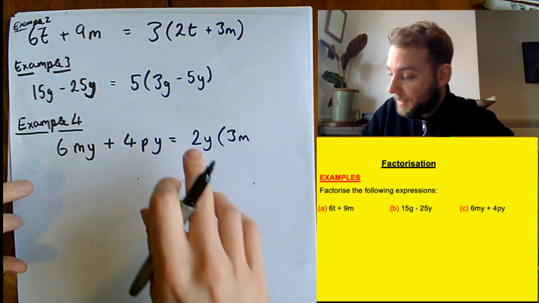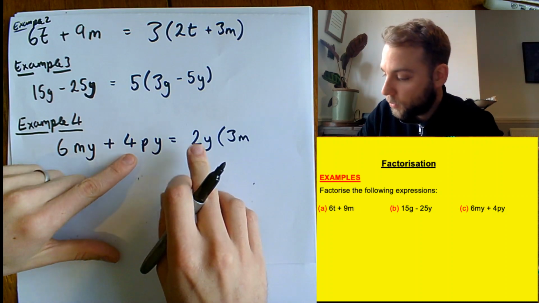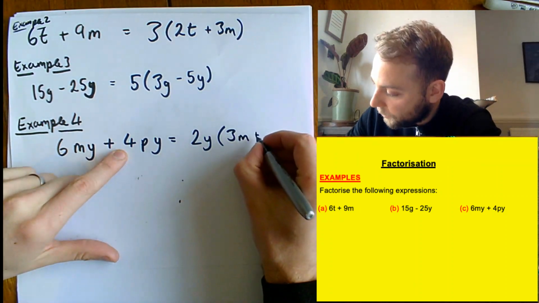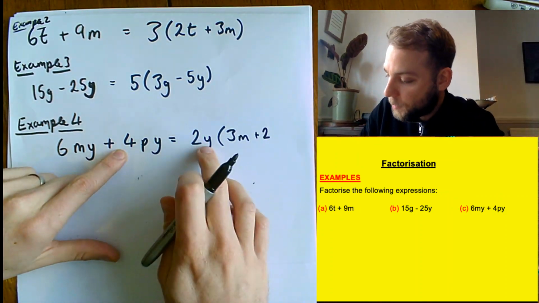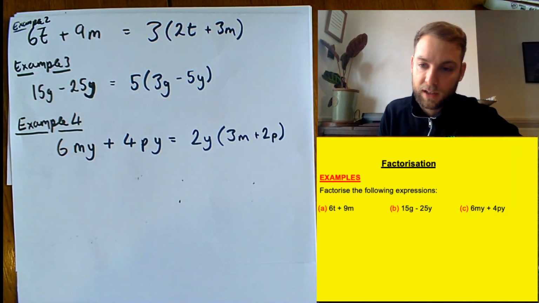What do I need to times by 2y to get 4py? Well, what do I need to times by 2 to get 4? That's going to be equal to 2. And what do I need to times by y to get py? It's going to be p. So that's that question done as well. Example 4 done.